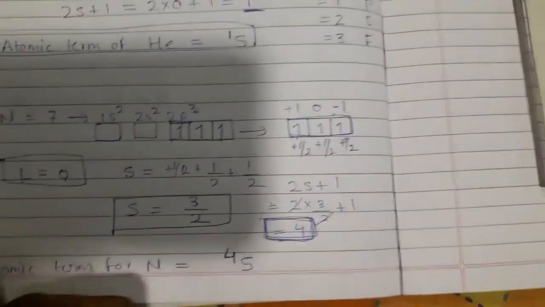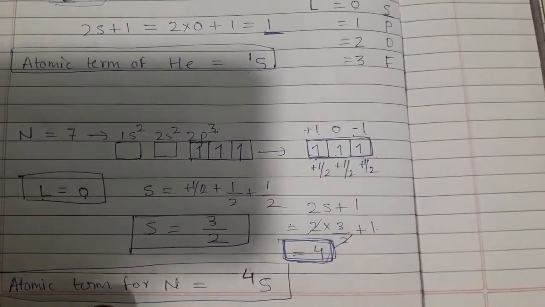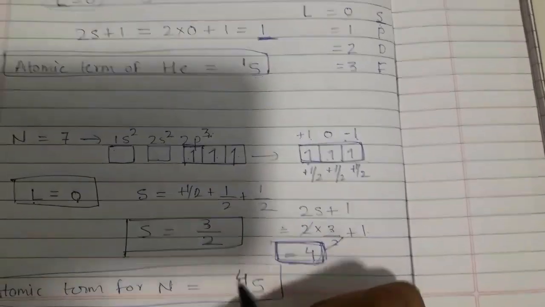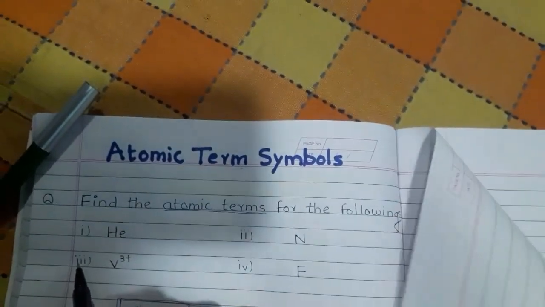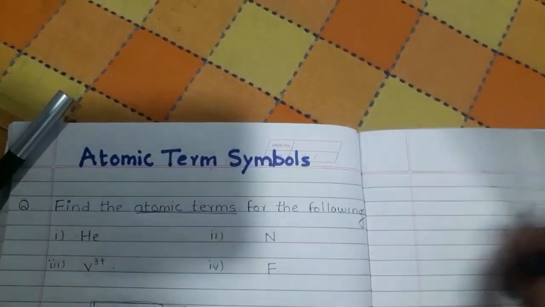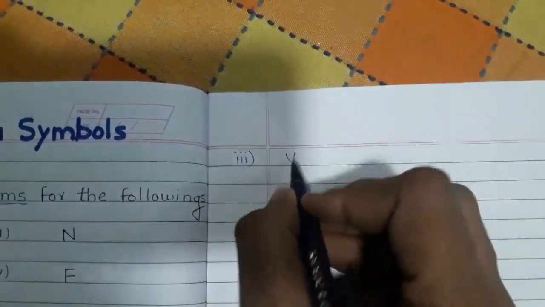So the atomic term for nitrogen will be 4S, or you can say S4. All right, so let's find out the next, third element. Here you can see the third element is vanadium 3 plus.